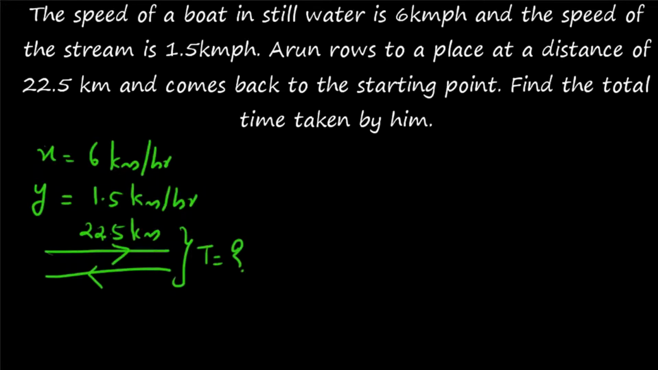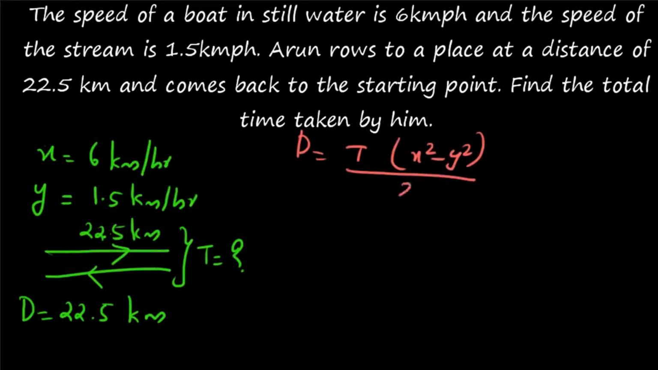So whenever the question is of the format where the person is rowing to a place at a certain distance and rowing back, you have to remember this formula. So here d is given, d is equal to 22.5 km, and you have to find the total time taken, t. So if you are thorough with the format, you can easily remember the formula. D is equal to t into (x square minus y square) divided by 2x. So here we have d, we have x and we have y. You have to find t.